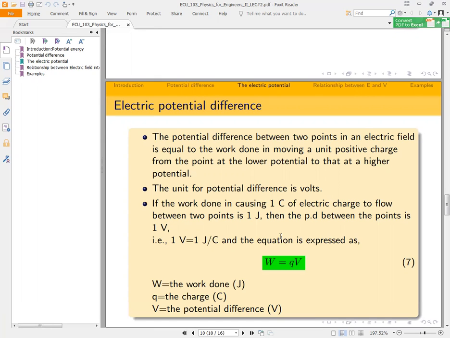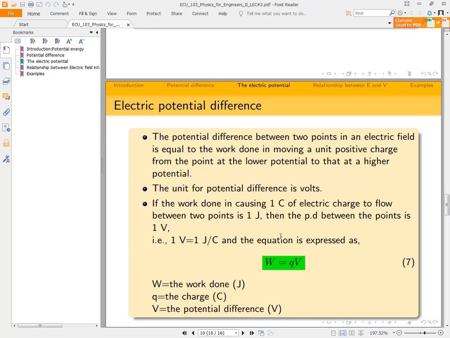Don't forget that potential is work done per unit charge. Otherwise, if you don't say unit charge, then you are basically talking about potential energy. The unit of potential difference is volts. If the work done in causing 1 coulomb of electric charge to flow between 2 points is 1 joule, then the potential difference between the points is 1 volt. In other words, 1 volt is 1 joule over 1 coulomb.